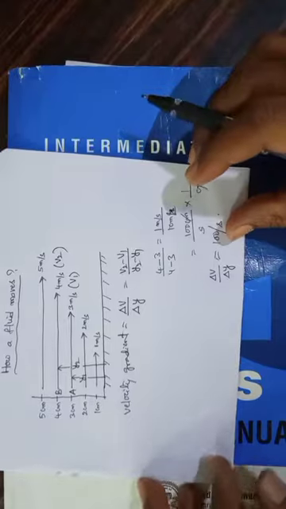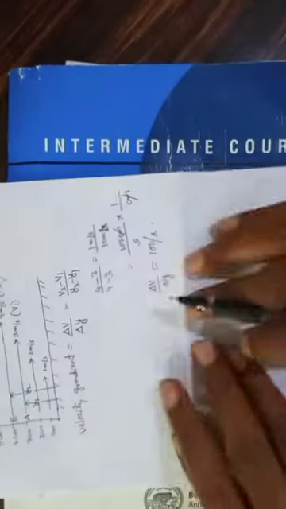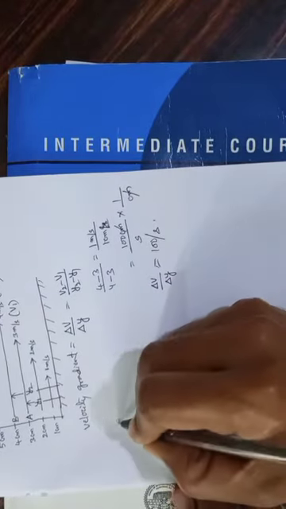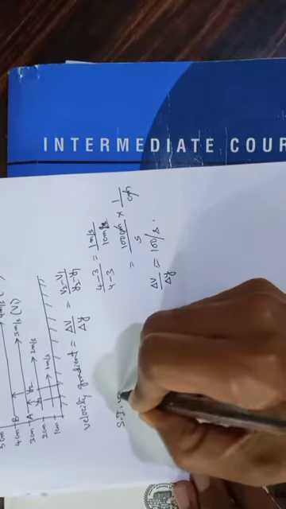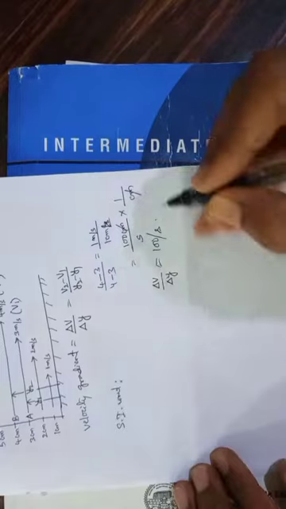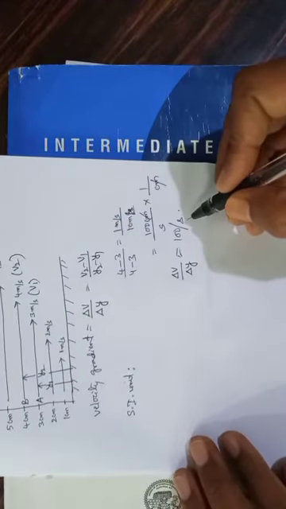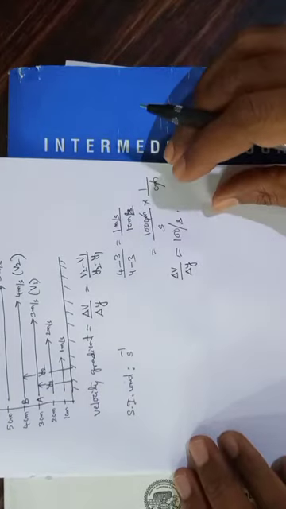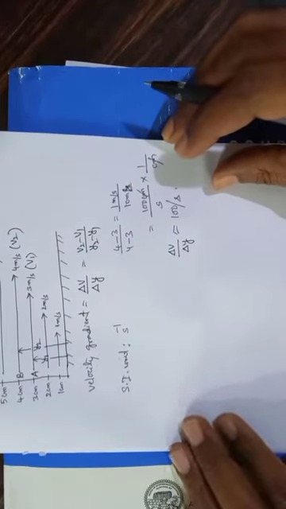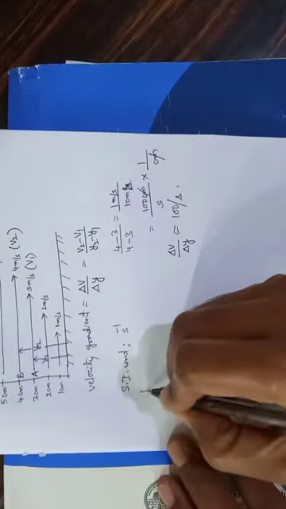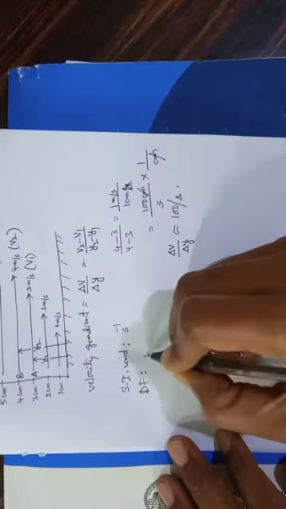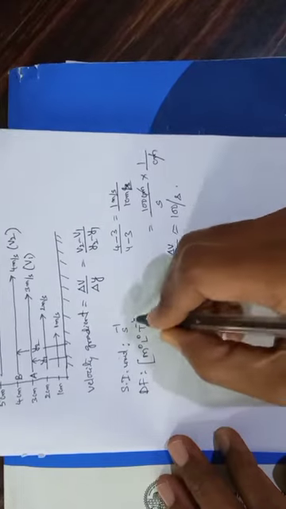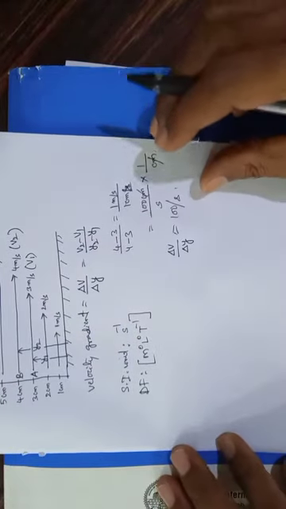So what is its SI unit? See here, second is in the denominator, therefore second inverse is its SI unit. Now its dimensional formula is M power 0, L power 0, T power minus 1. That's all.